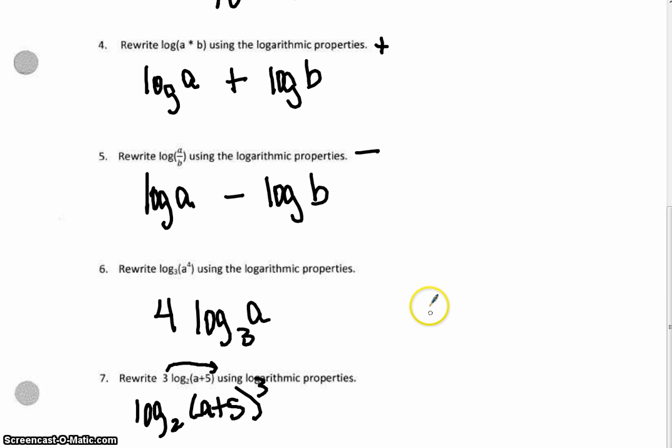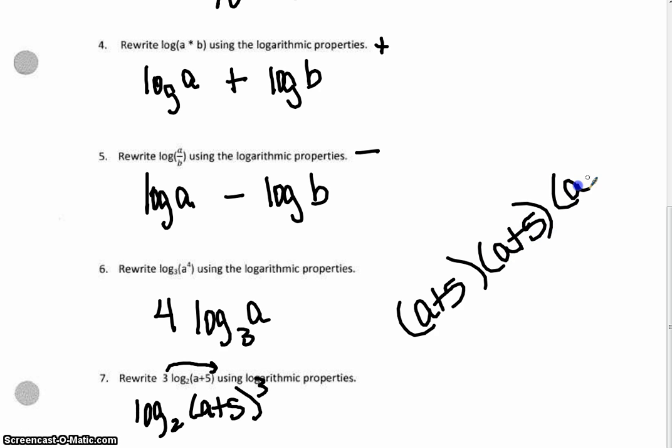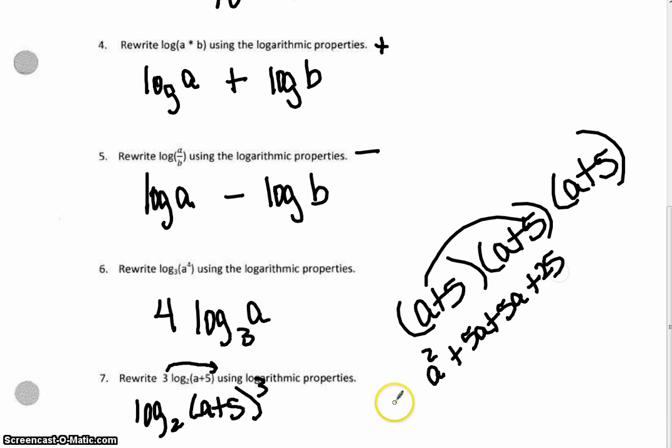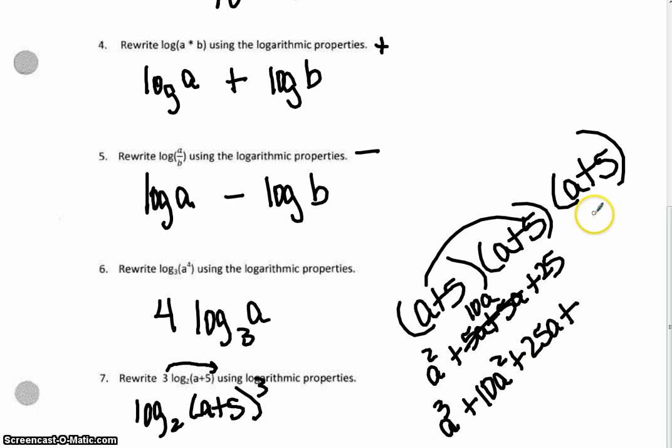Remember that a plus 5 to the third means a plus 5 times a plus 5 times a plus 5. So you would do FOIL on these two first, and you would get a squared plus 5a plus 5a plus 25. This right here would actually be plus 10a. That gets multiplied by a plus 5. So a times a squared is a to the third plus 10a squared plus 25a. Now everything times 5, so plus 5a squared plus 50a plus 125.